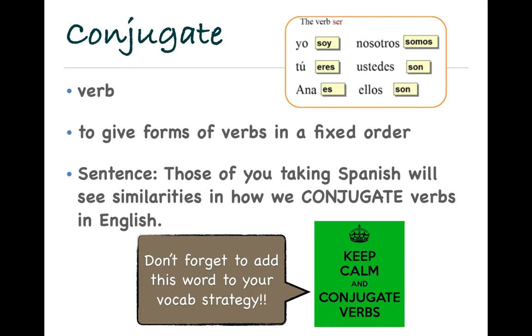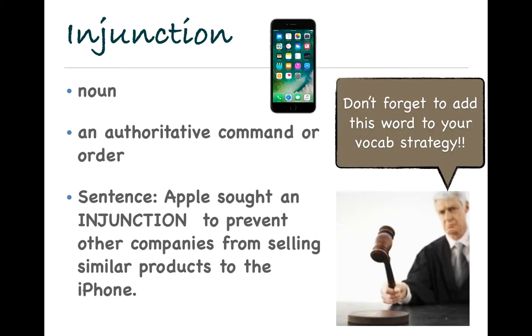Again, pause if you need to, but we're going to move on to the next word, which is injunction. Injunction is a noun, and it is an authoritative command or order. In a sentence, Apple sought an injunction to prevent other companies from selling similar products to the iPhone. So they basically were trying to get an order written up that would prevent other companies from making a phone that had similar functions to the iPhone.